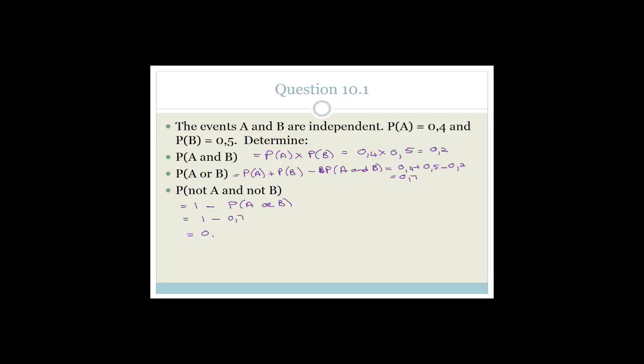0.7, which is 0.3. And now you can see why they asked it in this order, because you need the probability of A and B for the probability of A or B, and you need the probability of A or B in order to do the probability of not A and not B. Please go learn these rules. You are really not going to be able to do this section on probabilities if you do not learn your rules.